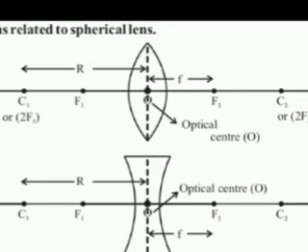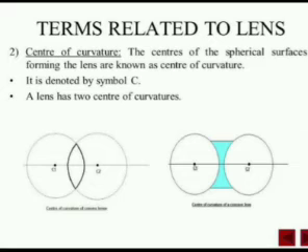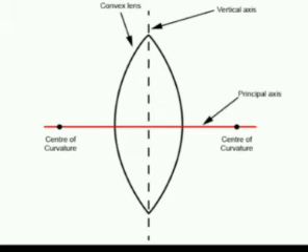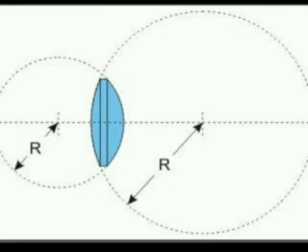Principal axis. See, the line passing through the centers of curvature of the lens is called the principal axis. The red imaginary line you can see in the diagram is called the principal axis. What is the optical center of the lens? The midpoint of the lens is called the optical center of the lens. Radius of curvature. See radius of curvature in the diagram. Radius of curvature is the distance of the center of curvature from the circumference of the sphere of which the lens is a part.